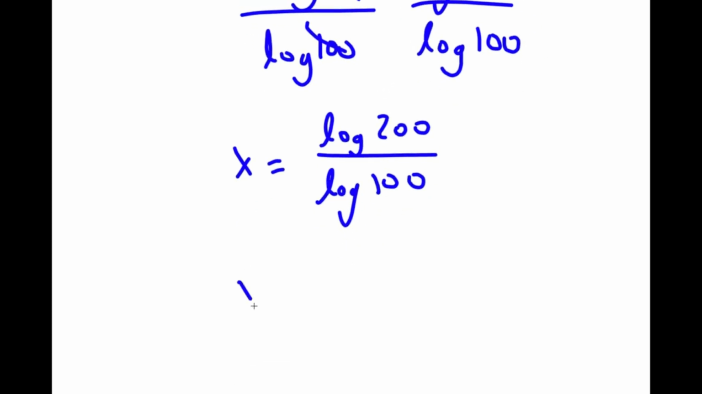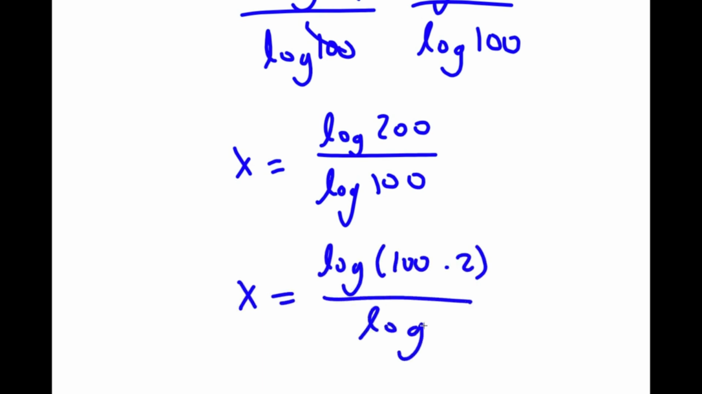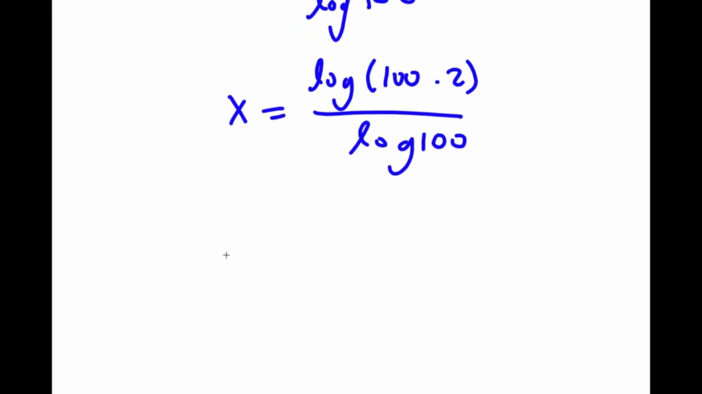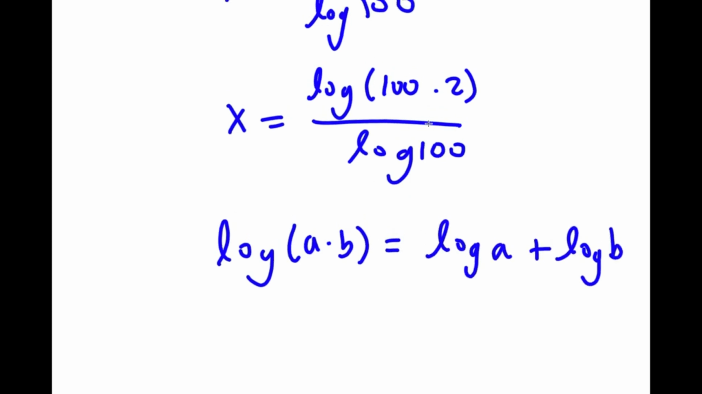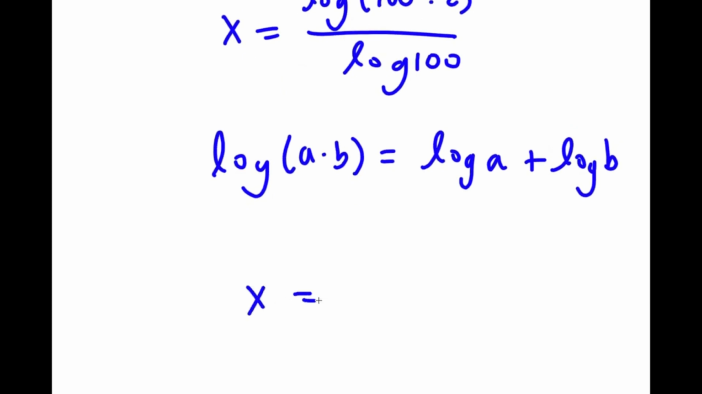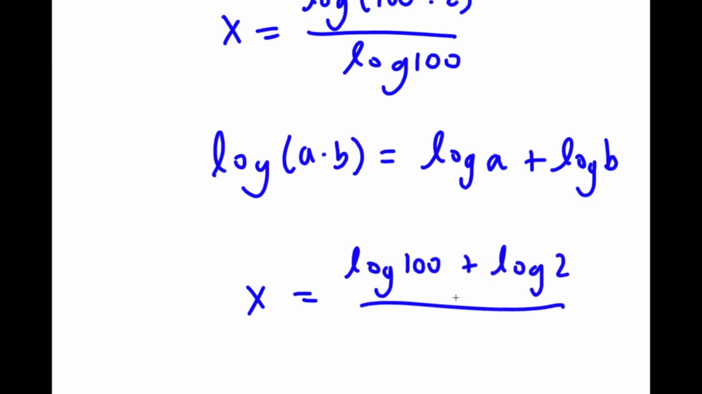Now 200, that's the same thing as 100 times 2. Now I have this over log 100. And if I have something in the form log a times b, this is equal to log a plus log b. So log of 100 times 2, that's equal to log 100 plus log 2. And I have this over log 100.